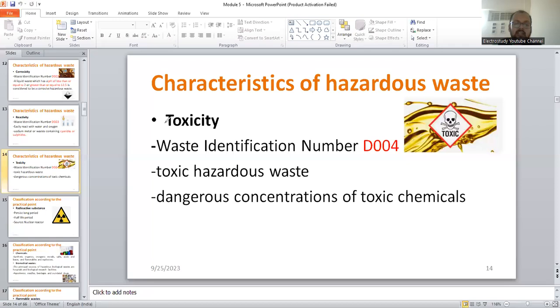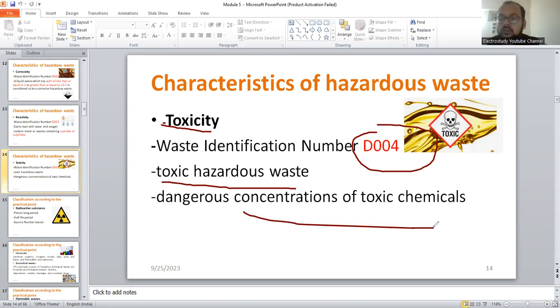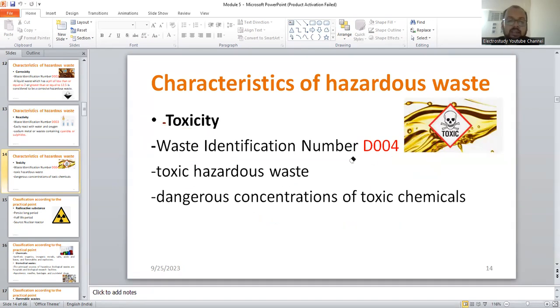Then toxicity is another feature. The waste identification number is D004. Some materials are very toxic, even in a small content, like some waste material which has lead. Lead is an example. Similarly, cyanide is another example. Okay, toxic value. That will be really harmful to human beings as well as animals. So these are the different characteristics of hazardous waste.